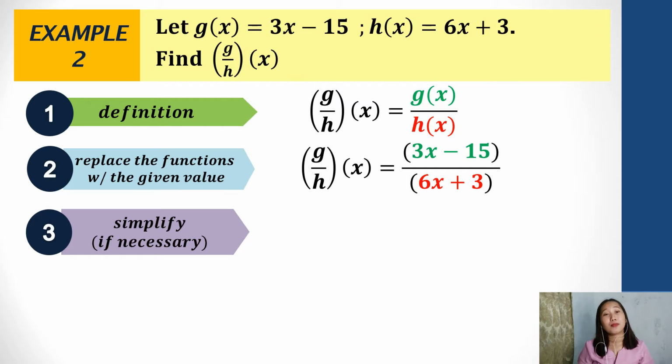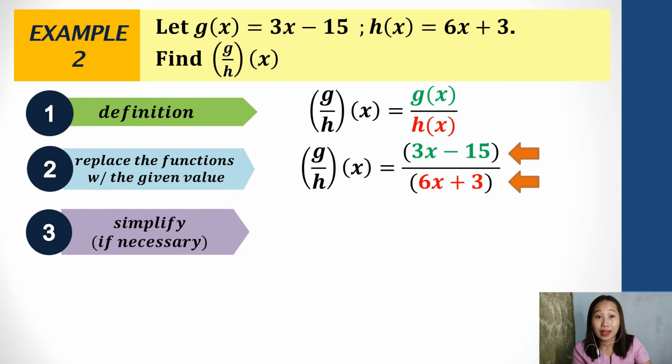Okay? Third step is to simplify if necessary. Simplifying, kagaya na sinabi ko kanina, factoring out, combining like terms, and performing operations, etc. Okay, so dito sa ating function ngayon na g over h of x, let us find what may be the common factor for 3x minus 15 and 6x plus 3. Can you pause this video and can you try to list down kung ano yung common sa kanila?